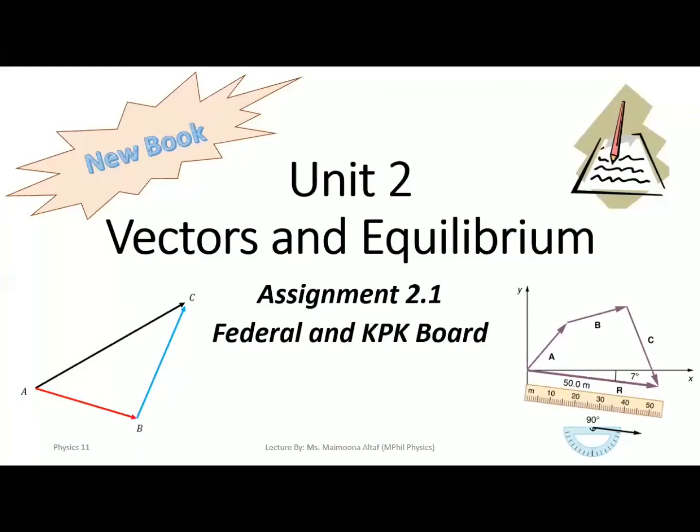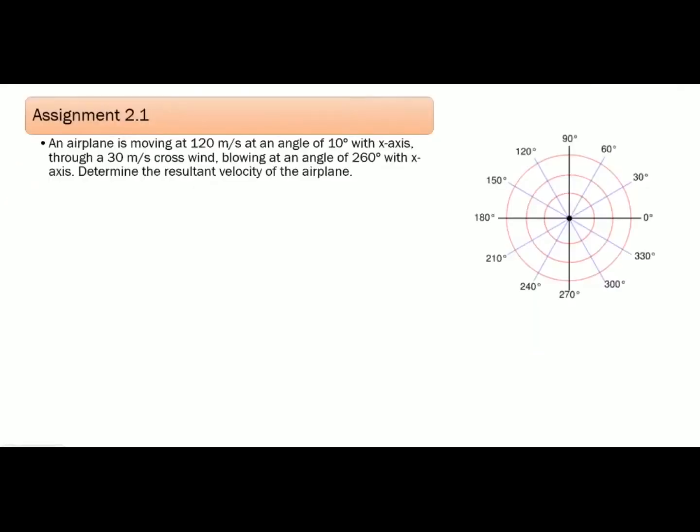Dear students, in today's video, we are going to solve assignment 2.1 from unit 2, that is vectors and equilibrium. And also we will solve the activity given on page number 42. Dear students, assignment 2.1 is: an airplane is moving at 120 meters per second at an angle of 10 degrees with x-axis through a 30 meters per second crosswind, blowing at an angle of 260 degrees with x-axis. Determine the resultant velocity of the airplane.